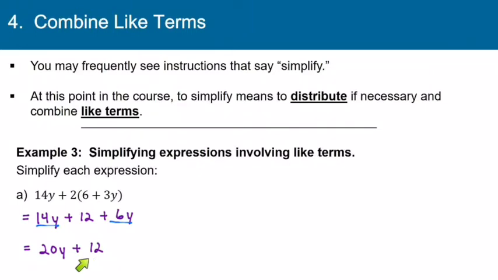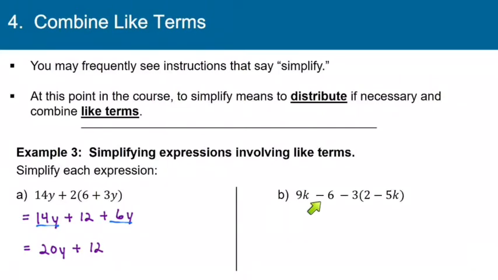And that is as far as we can go with this expression, because this term is a y term and this term is a constant, meaning it does not have a variable component. So these two terms cannot be combined further. Now let's look at part B.